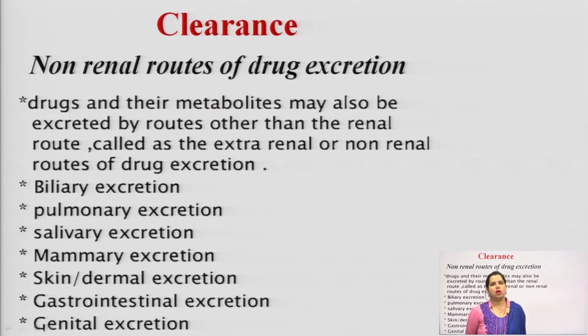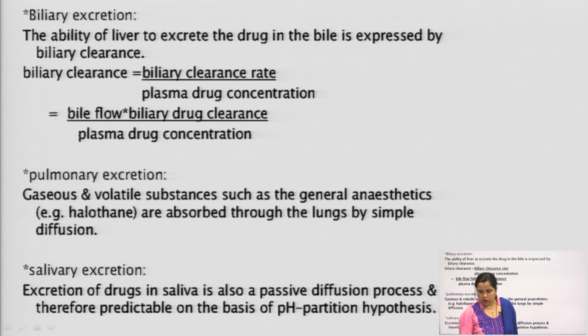It includes biliary excretion, pulmonary excretion, salivary excretion, mammary excretion, skin or dermal excretion, gastrointestinal excretion and genital excretion. So, basically biliary excretion, pulmonary through lungs, salivary through saliva, mammary through mammary glands, dermal through skin, gastrointestinal through the GIT and genital through genital organs. So, this is the non-renal excretion.